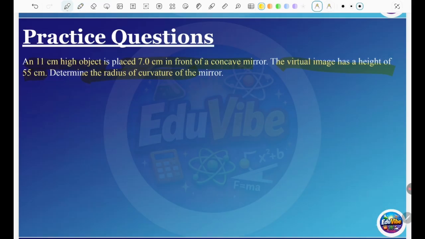So they mentioned that we have a concave mirror. This is a concave mirror. So this means the focal length is greater than 0, which is positive. So the focal length you have should be positive.